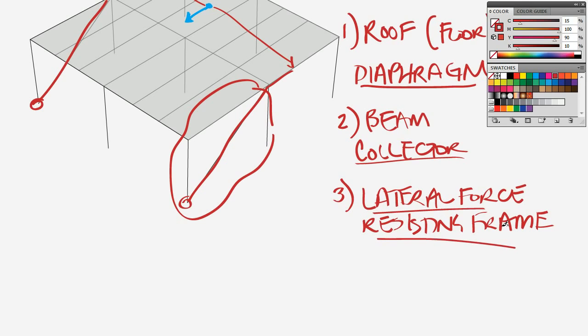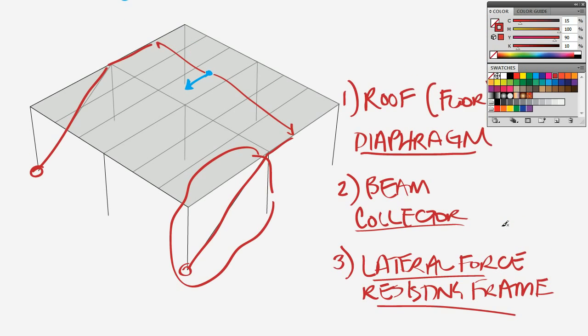So to summarize, for the seismic load resisting system in a building, we've got three important elements. We've got the roof diaphragm, we've got beams that act as collectors, and then we have special lateral force resisting frames throughout the building. And seismic design is just going through and performing the analysis and design for each of these various elements in the system.